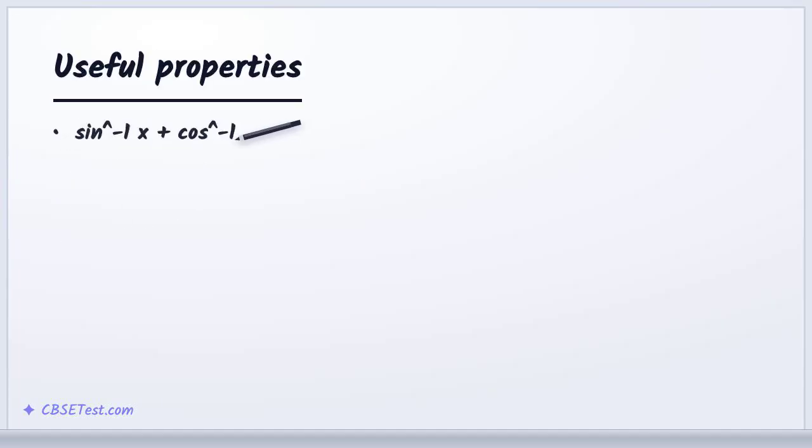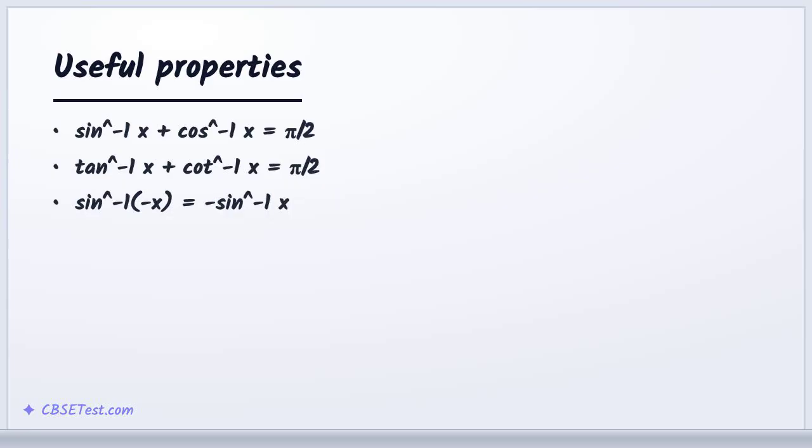A few properties save time. Inverse sine plus inverse cosine of the same x is pi by 2. The same holds for inverse tangent and inverse cotangent, and inverse sine is an odd function.